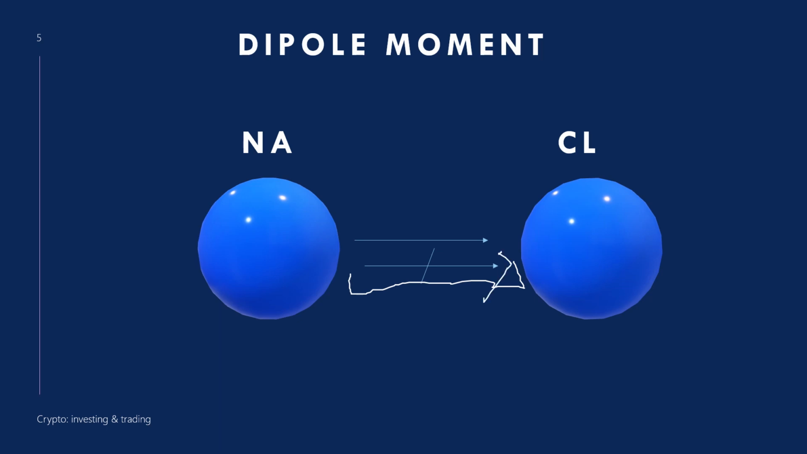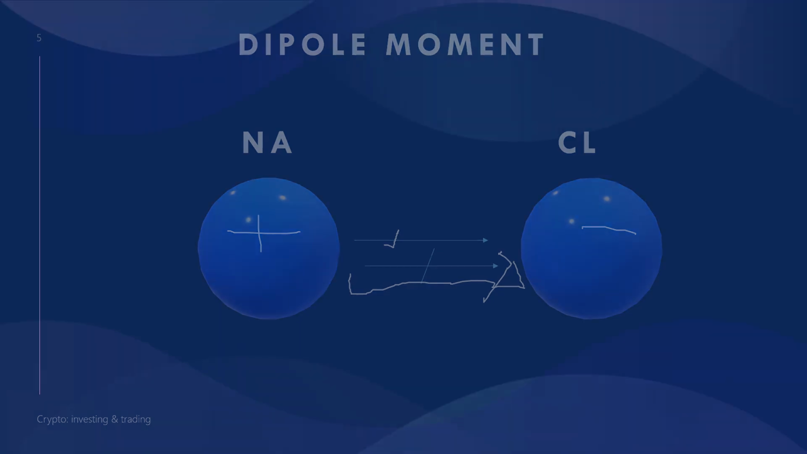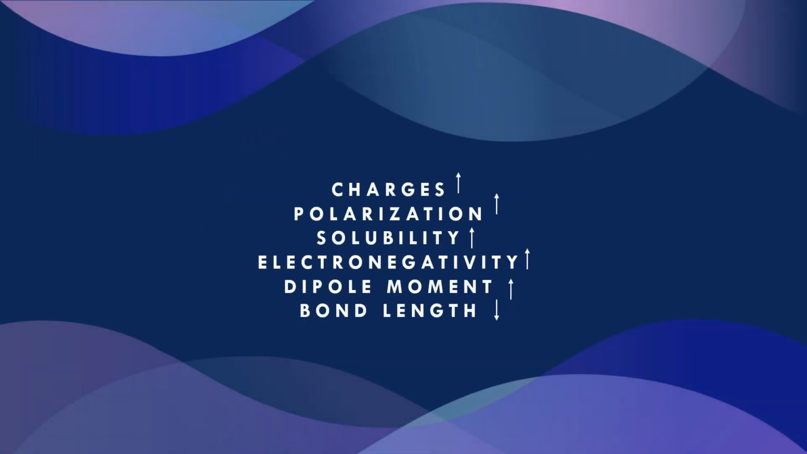While here the distance is shown by this simple arrow, and we know that this is the positive charge and this is the negative charge. So, it will be known that when the charges increase, polarization increases.